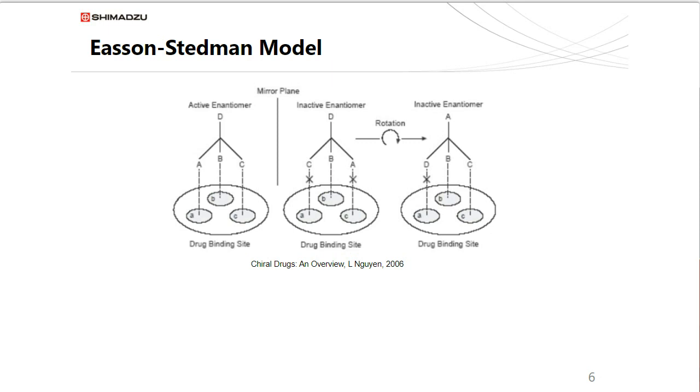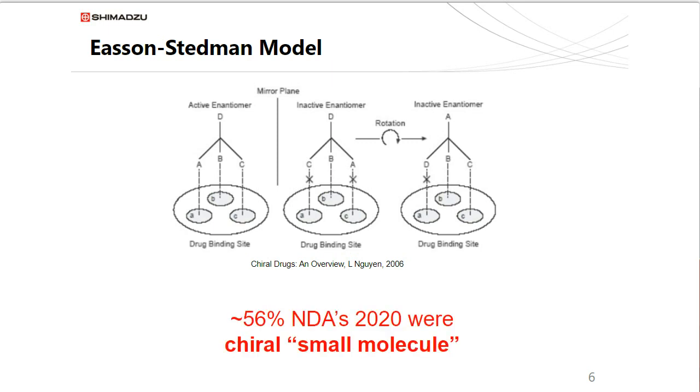We can also rotate it 270 degrees and get a third different type of binding effect, which could be an entirely different pharmacological effect. This is really important to realize because when you look at today's drug market, 56% of all the NDAs that were submitted in 2020 were referred to as chiral small molecules.